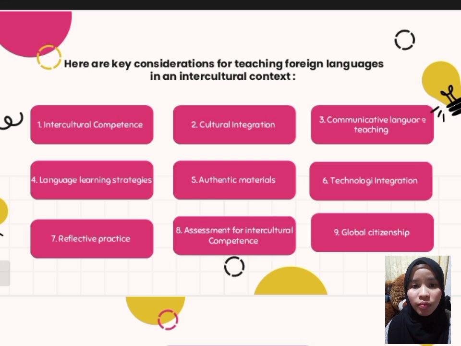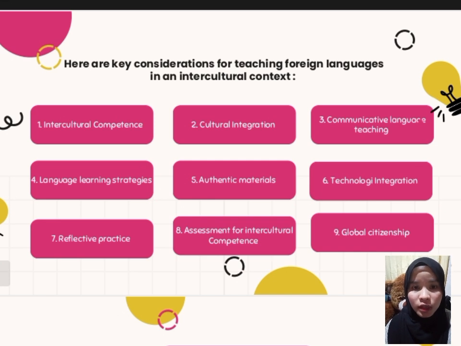Seven, reflective practice. Encouraging learners to reflect on their own cultural identities, biases, and assumptions fosters self-awareness and critical thinking. Reflective activities, discussions, and journaling promote metacognitive awareness and help learners navigate intercultural encounters with empathy and sensitivity.